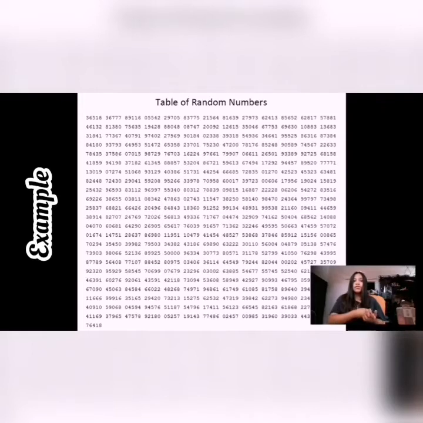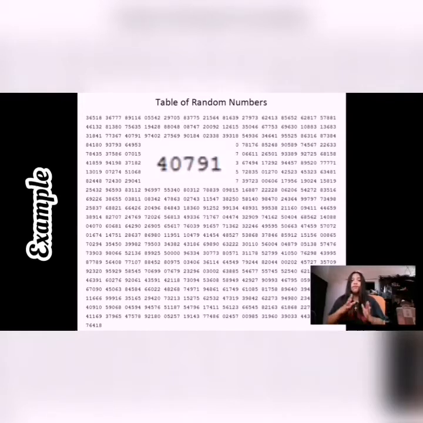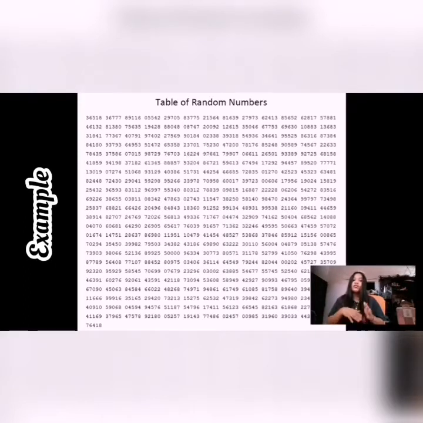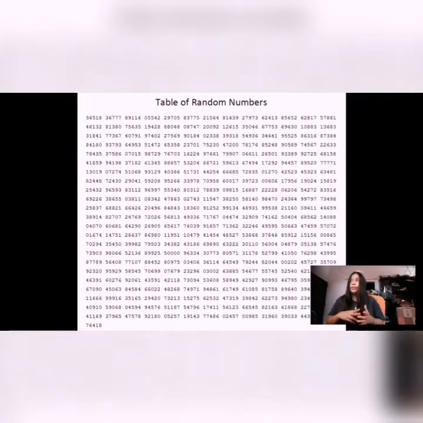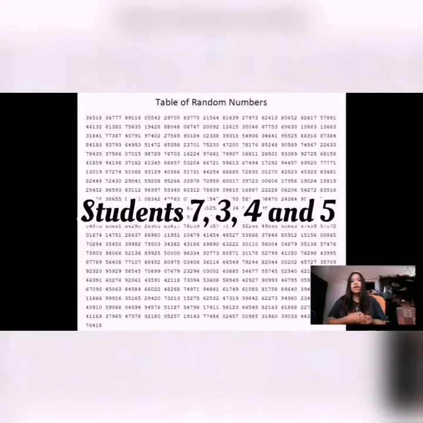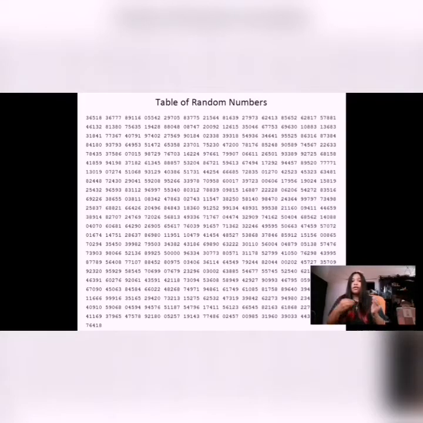So the second choice gives the first 2 digits to be 40. Number 40 is still too large, so we continue down the column until we find the last 3 numbers whose first 2 digits are less than or equal to 20. From this table, I arrive at 7, 3, 4, and 5. So the result is that the students 7, 3, 4, and 5 will be used for our random sample.